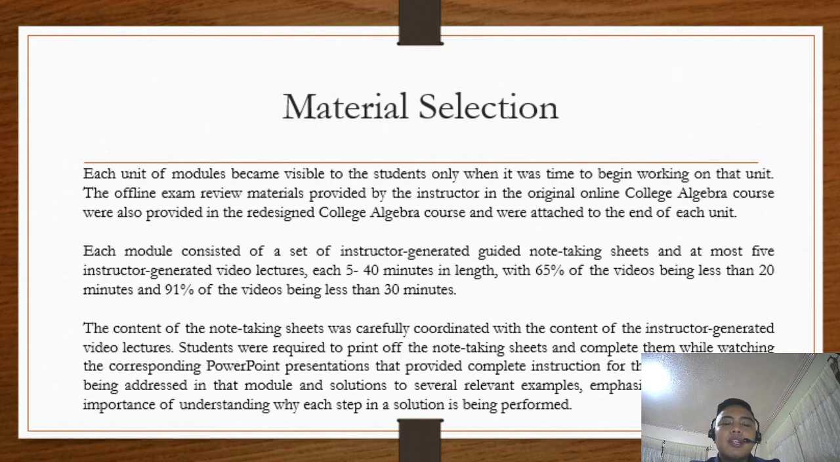Still in our material selection, each unit of modules became visible to the students only when it was time to begin working on that unit. The offline exam review materials provided by the instructor in the original online college algebra course were also provided in the redesigned college algebra course and were attached to the end of each unit. So this is what's going to happen.